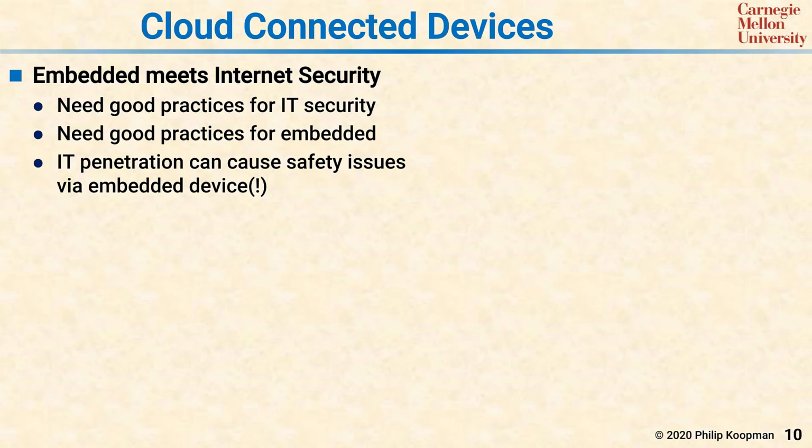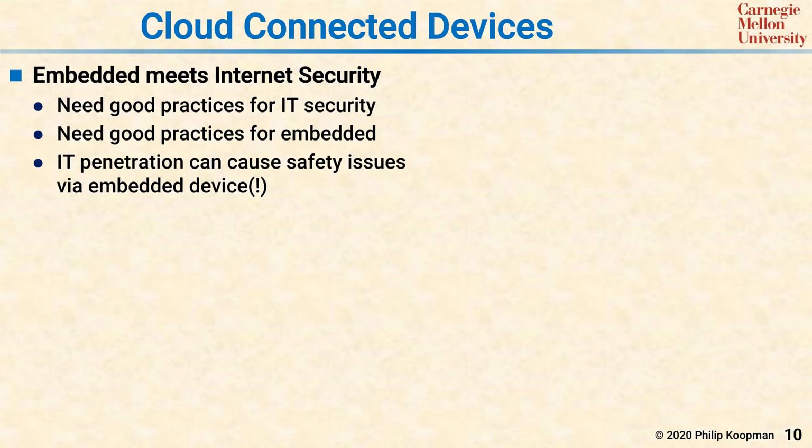As more and more embedded systems are connected to the internet, there are novel vulnerabilities that have to do with cloud-connected devices. When embedded systems meet internet security, things can get very complicated because you need not only good practices for IT enterprise security, but you also need good practice for embedded system security, and they aren't quite the same. So you need people who know both sets of practices to really get there.